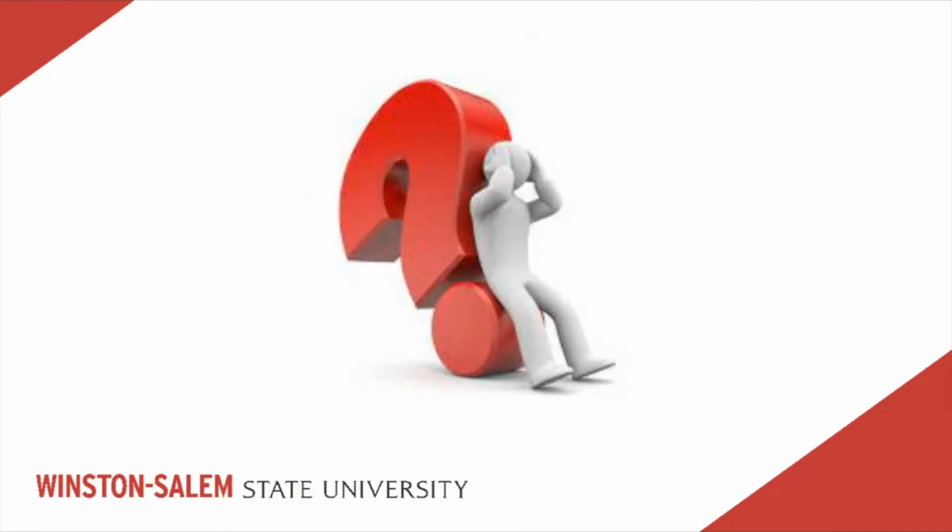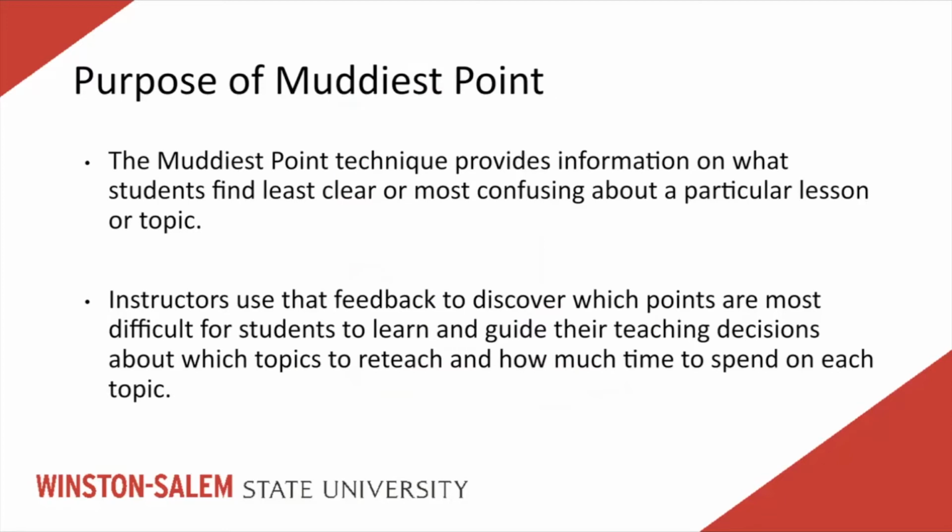It is a simple technique which requires students to jot down the most difficult or confusing part of a lecture, reading, discussion, or class activity. The Muddiest Point technique provides information on what students find least clear or most confusing about a particular lesson or topic. Muddiest Point promotes higher order thinking skills as it requires the students to identify, understand, and articulate the key muddy or difficult points. It also promotes metacognitive skills as students reflect on their own learning.